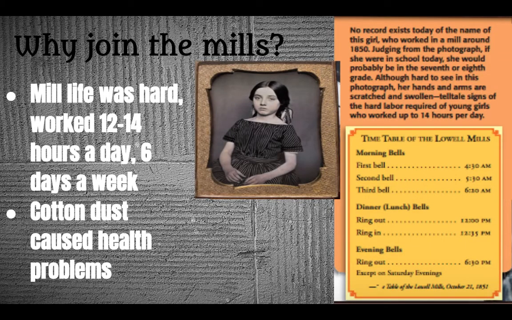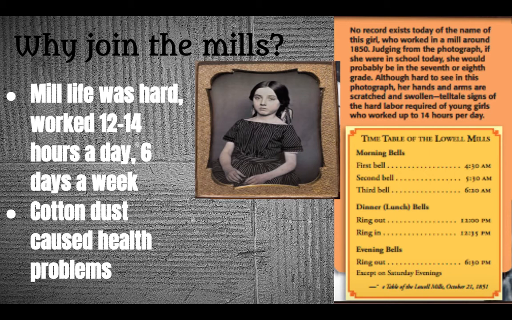But mill life was not the easiest. Girls worked 12 to 14 hours a day. You heard that correctly. 12 to 14 hours a day, 6 days a week, so they'd have Sunday off. And they also experienced really bad health problems from these machines they were working on.